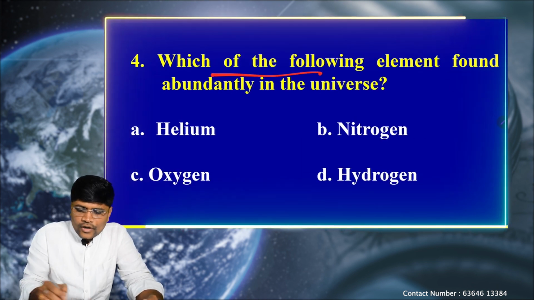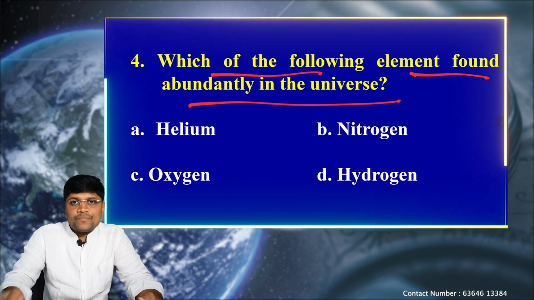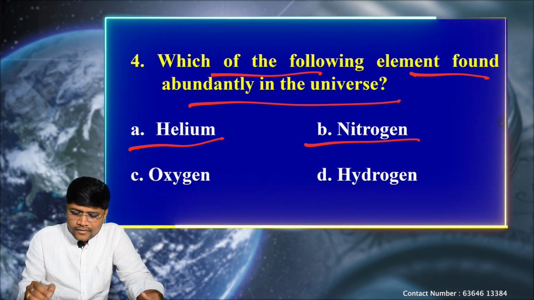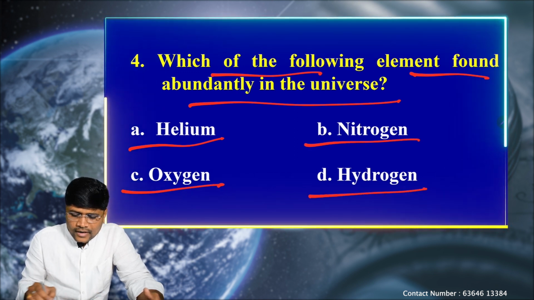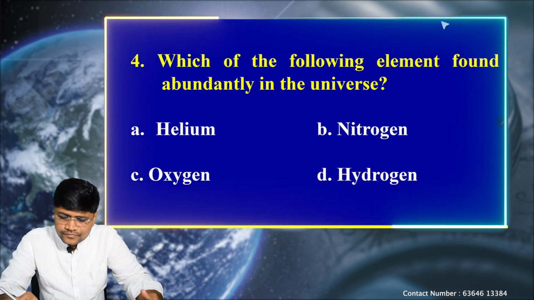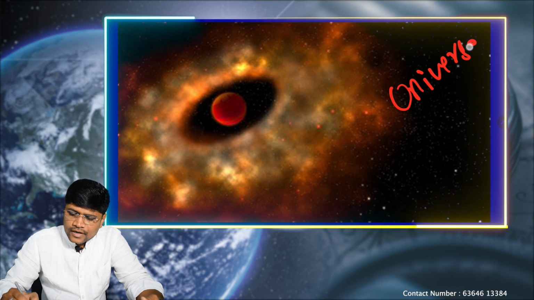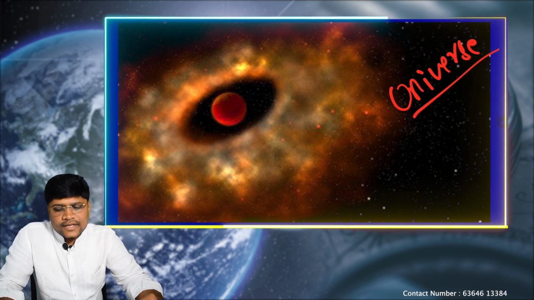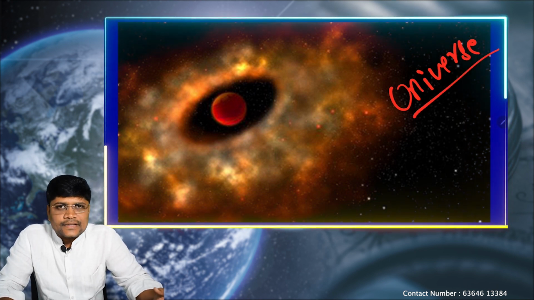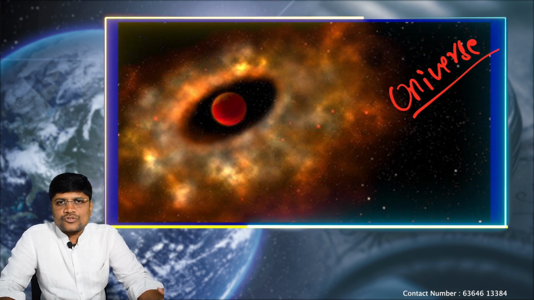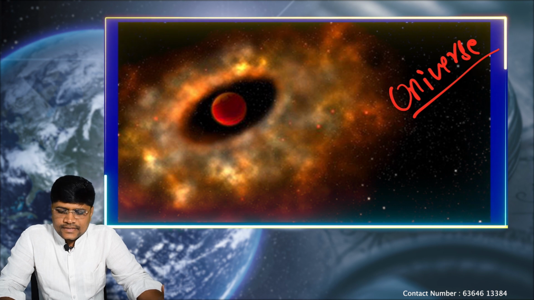Which of the following elements is found abundantly in the universe? Options: A helium, B nitrogen, C oxygen, and D hydrogen. Let's see the explanation. The universe refers to the totality of everything, that is nothing but the galaxies and the stars, the solar system, and the minor small solar system bodies, even the satellites, etc.